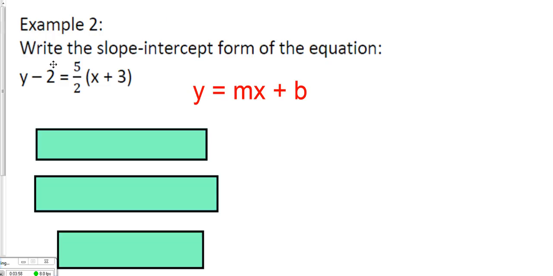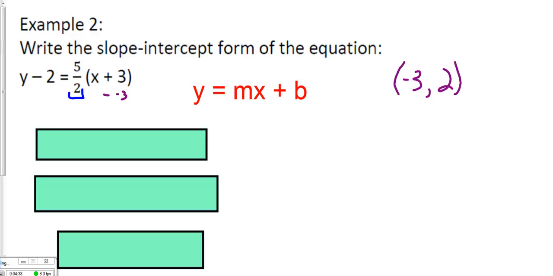Example 2 says write the slope-intercept form of the equation. So in this case, we're looking for y equals mx plus b. Now they already gave it to us in point-slope form. This one has the slope 5 halves, 5 over 2. And we can say that we know it goes through the point. I'm going to write it over here. X value is negative 3. We know it has to be negative because it's plus here. It's the same as saying minus negative 3. And this is minus a positive 2. So it goes through the point negative 3, 2. This tells us it goes through that point and has a slope of 5 halves.